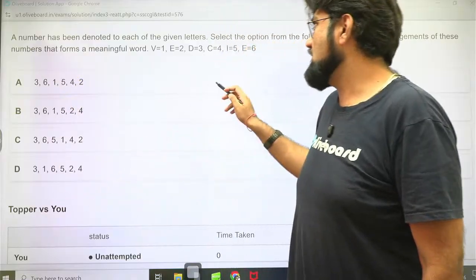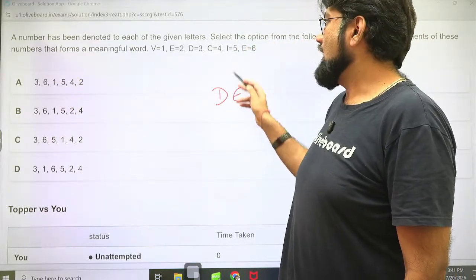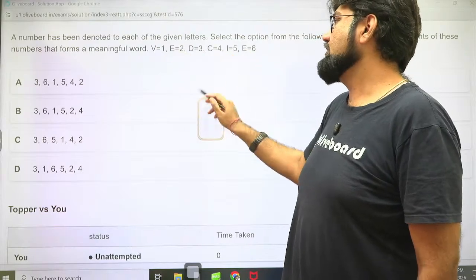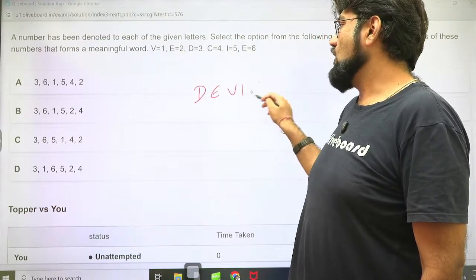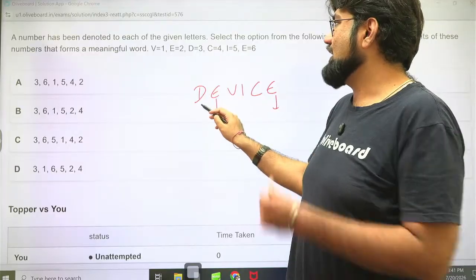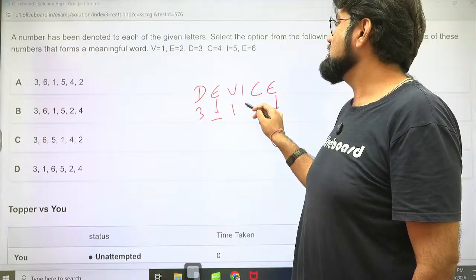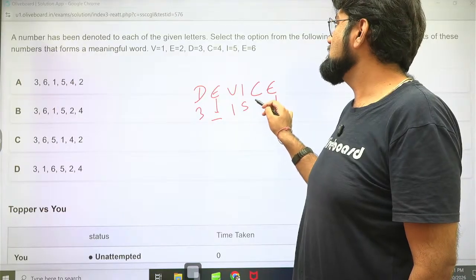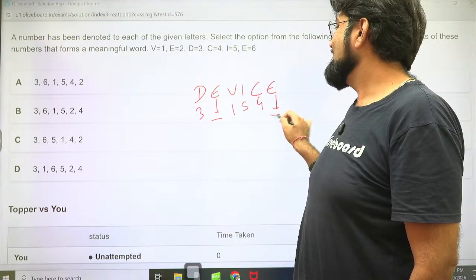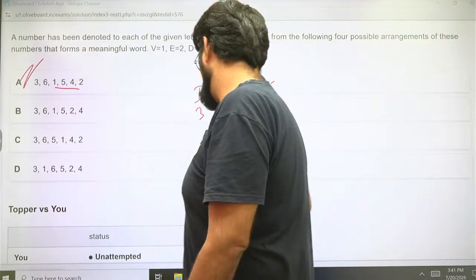From the options, the first letter is D, and most probably repeated is 6, that is E. And after looking at everything, you will find out that device is the correct word. Now what we are looking for, eliminate E and E here. Look for the other letters. So D is 3, dash, V is 1, I is 5, and C is 4. So 3-154. 154 in the middle is option A. So option A will be the correct answer.